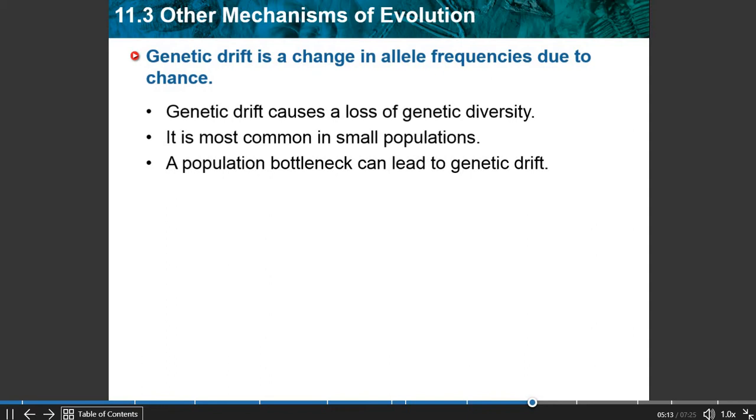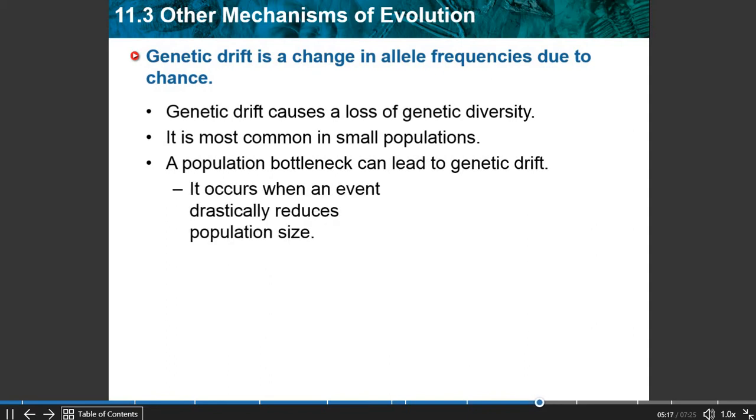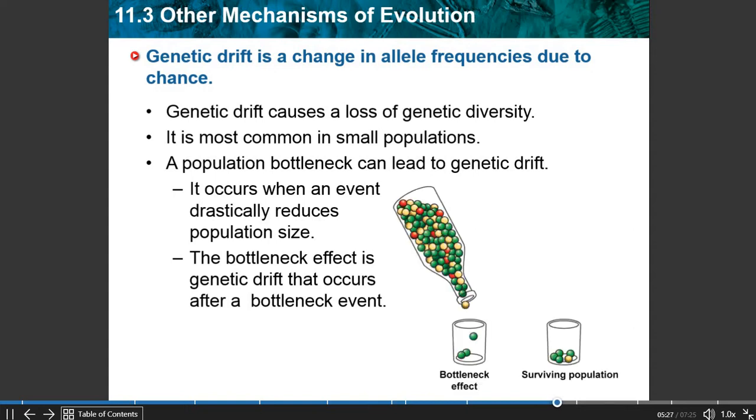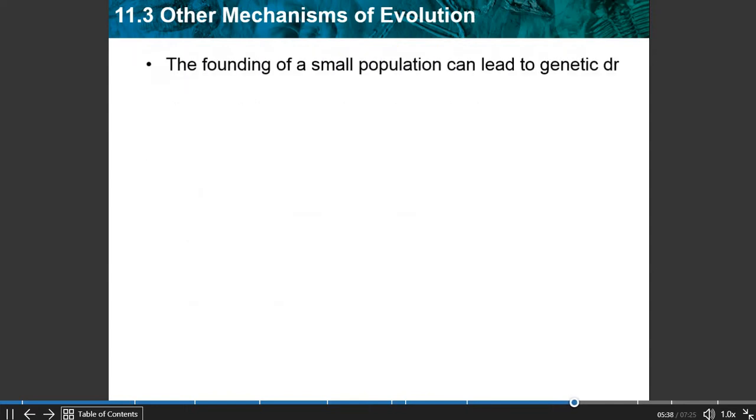A population bottleneck can lead to genetic drift, and it occurs when an event drastically reduces the population size. The bottleneck effect is genetic drift that occurs after a bottleneck. So how the bottleneck narrows things down is what you end up seeing here. It's going to narrow down your population.